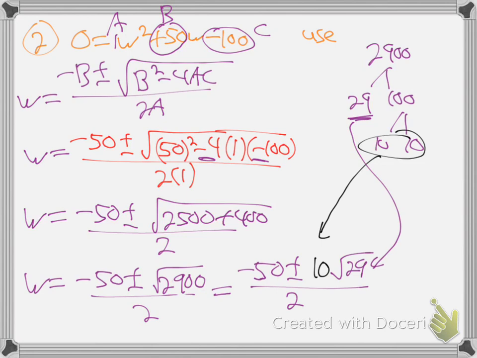Is that good so far? And now you can divide. The 2 goes into 50 25 times and into 10 5 times. So I've got minus 25 plus or minus 5 root 29. That's the width. This problem keeps going and going. Let's go to a fresh screen here. So the width is minus 25 plus or minus 5 root 29.